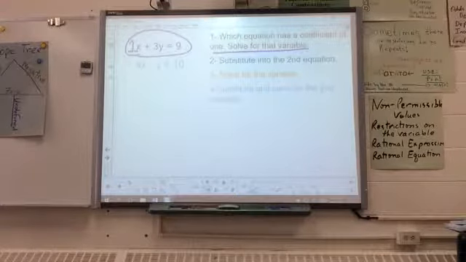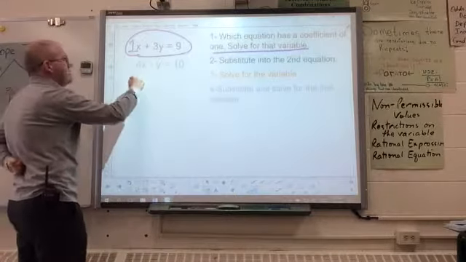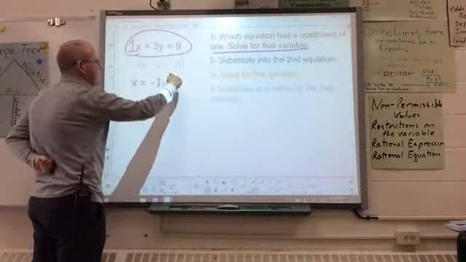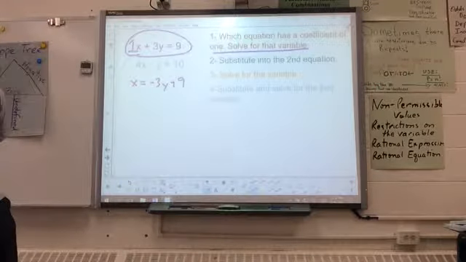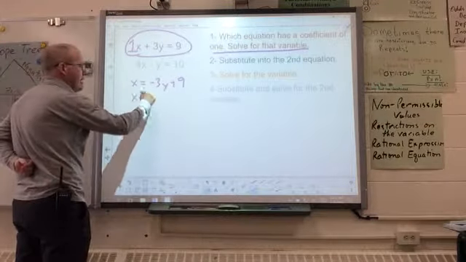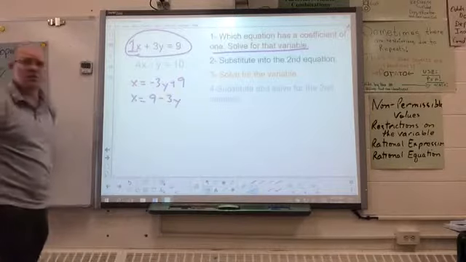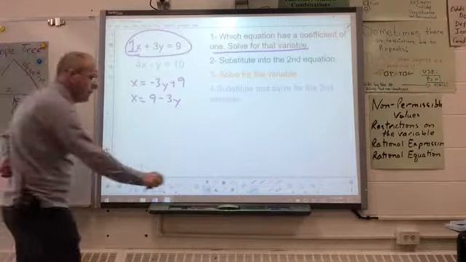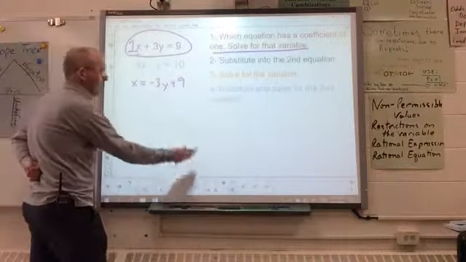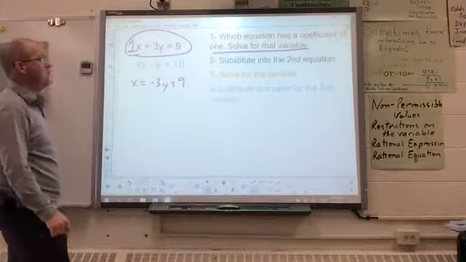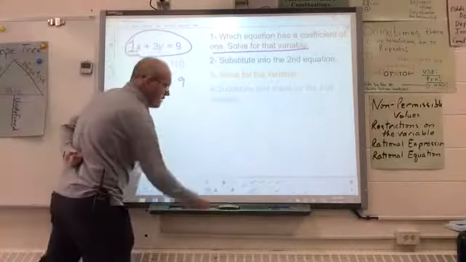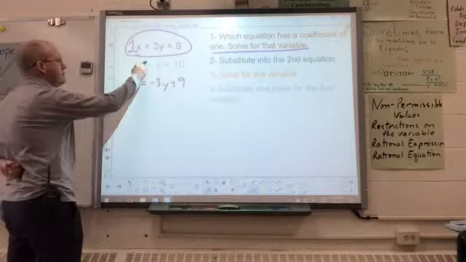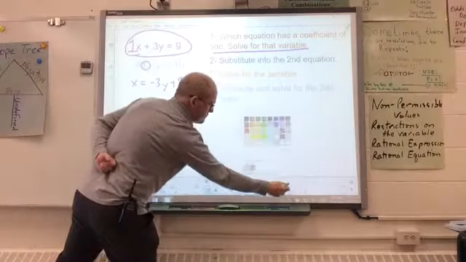Okay, everybody, show me your slates. Now. All I wanted was this equation written x equals minus 3y plus 9. Now, I noticed four of you, thank you, wrote this as 9 minus 3y. Does it matter? No. Okay. Now, what's the next step? You substitute into the second equation. Where does the second equation have x? 4.